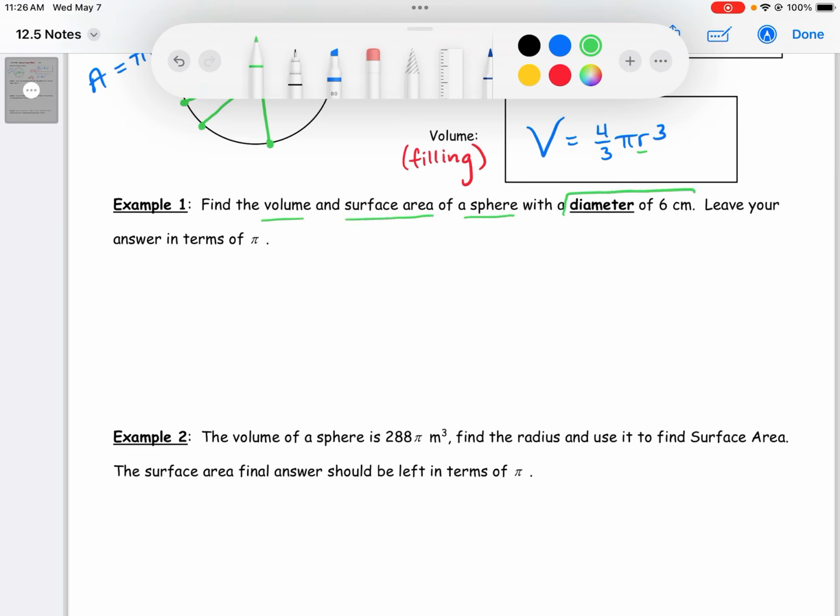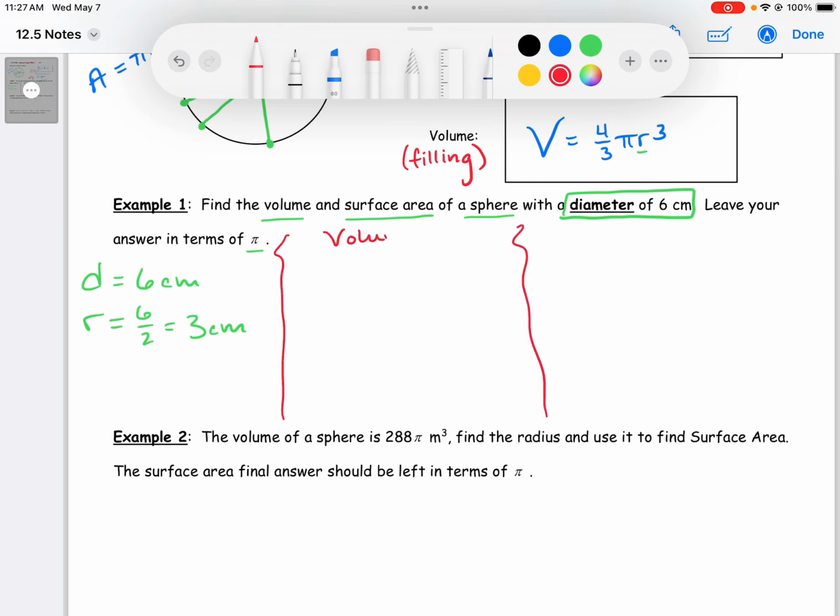All right, so the first example says, find the volume and the surface area of a sphere that has a diameter of 6 centimeters. Leave your answers in terms of pi. So to start off with, if they give us the diameter is 6 centimeters, the radius is going to be the diameter over 2, which is 3 centimeters. So that's our radius. And that's what we need for both of our equations.